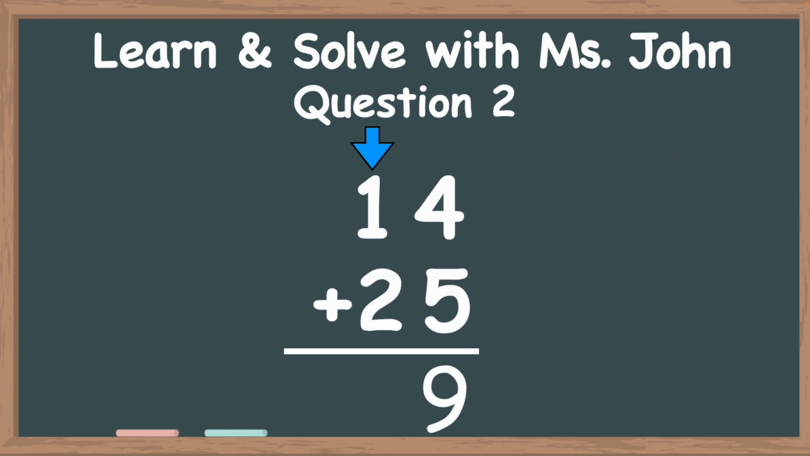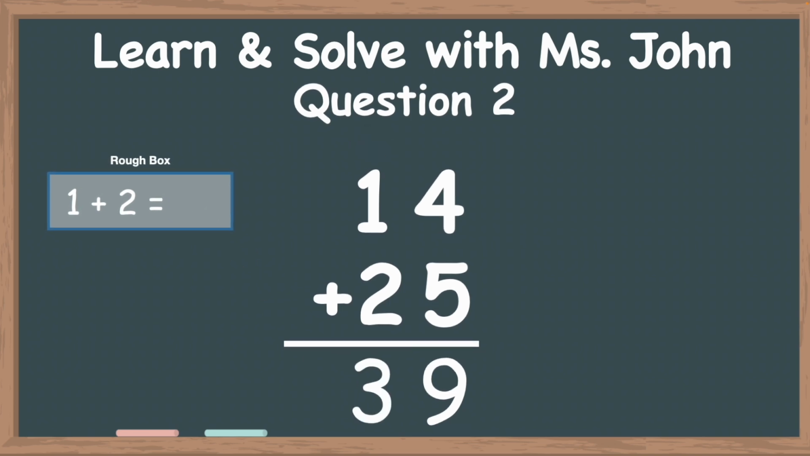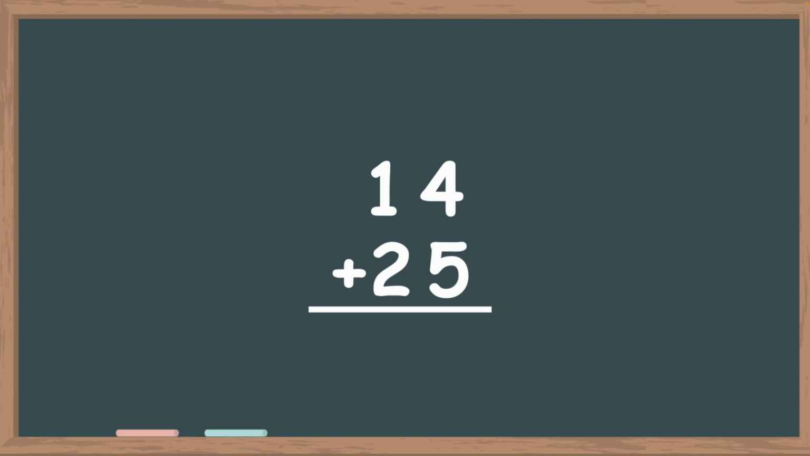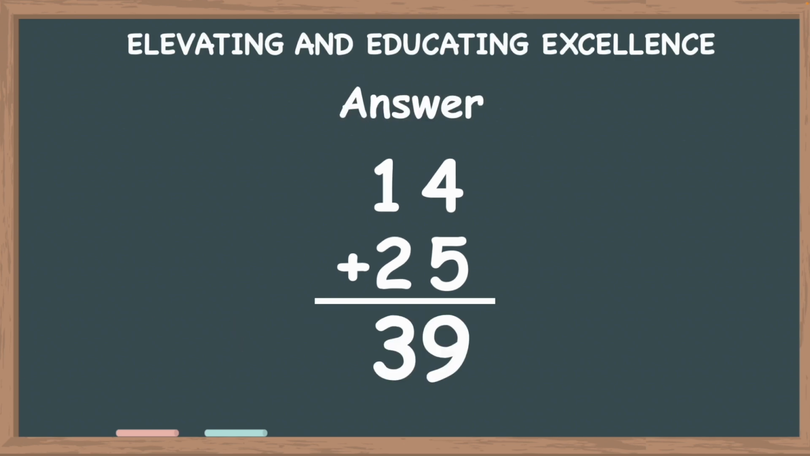Now we're going to add the numbers in the far left column, also known as the tens column. Before we begin, we're going to draw a rough box. In this rough box, we're going to write 1 plus 2. 1 plus 2 equals 3. Now we're going to place the 3 in the tens column of the answer section. So 14 plus 25 equals 39. Again, 14 plus 25 equals 39.